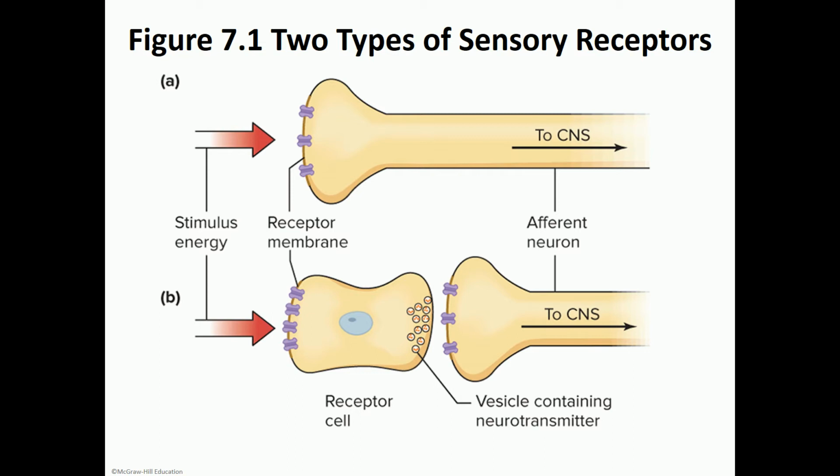In the presence of a receptor cell, that receptor cell has receptors on its own membrane that pick up the changes in the stimuli out here. And then through these neurotransmitters that are stored in the vesicles, these neurotransmitters would be released, would stimulate these receptors in order to take that sensory impulse into the CNS.